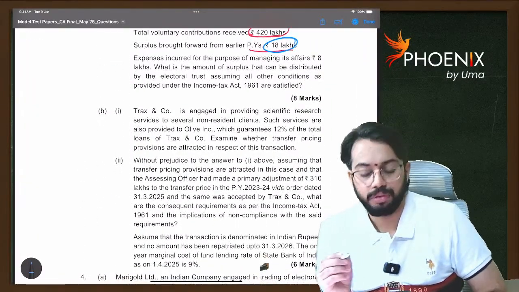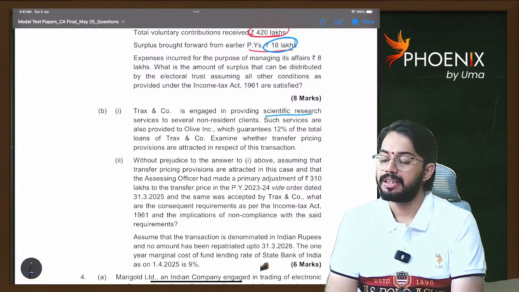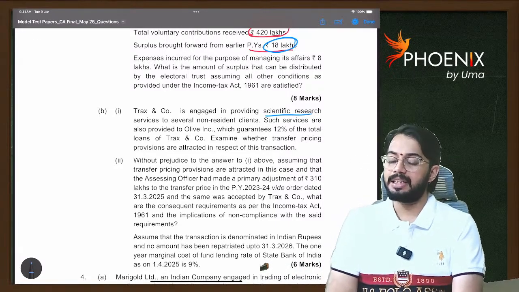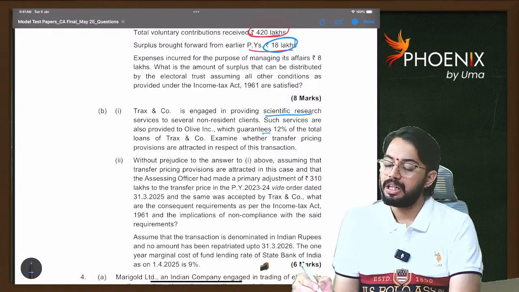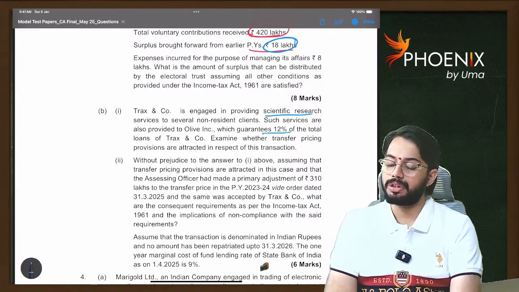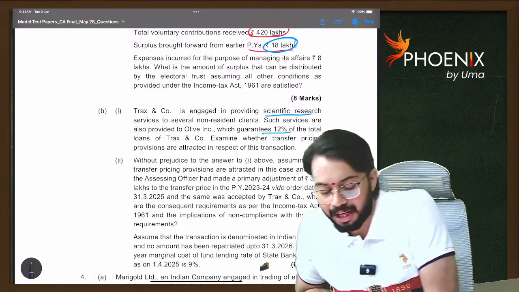Trax and Co is engaged in providing scientific research services to several non-resident clients. Such services are also provided to Olive Inc., which guarantees 12% of the total loans to Trax and Co. Examine whether transfer pricing provisions get attracted.